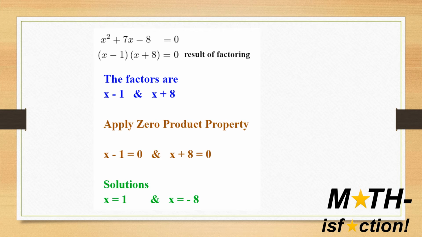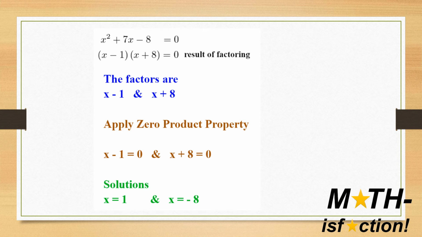For this equation, the result of factoring, you have the factors x minus 1 and x plus 8. Apply the zero product property, which requires you to make each factor equal to 0, and solve the equation. So x minus 1 equals 0. The solution to that is x equals 1.